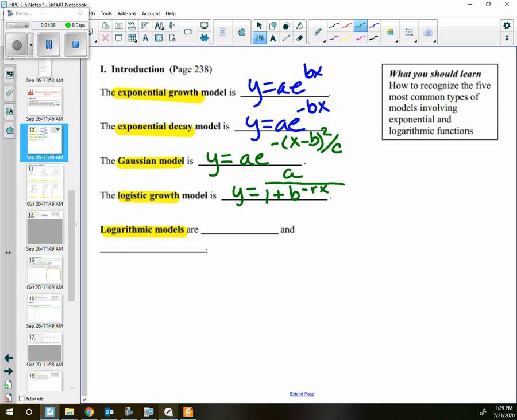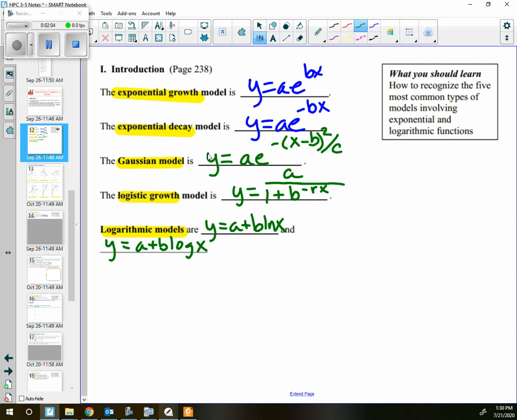Logarithmic growth or decay looks like this, the one I wrote by accident before: a plus b times the natural log of x, or you can do a plus b times the common log of x, depending on what model fits better. So Gaussian, logistic, and logarithmic all use different types of equations to model.